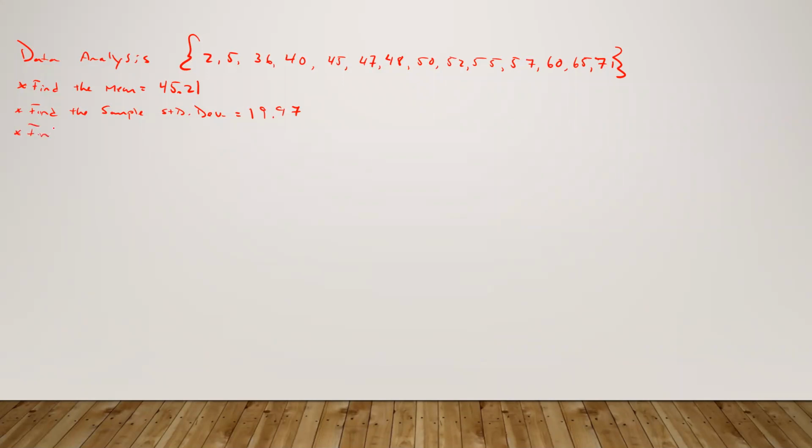The next question might be something like this, find the range. Okay, does anybody remember the formula for the range? The highest minus the lowest, max minus min. Yep, so your calculator doesn't explicitly give it to you, but you can do this: 71 minus 2, the range is 69 here. The next thing might be find the quartiles.